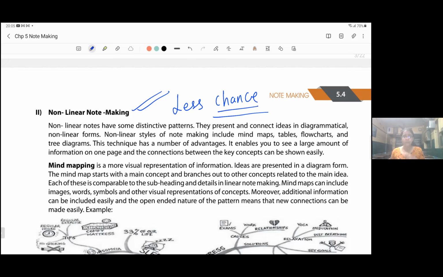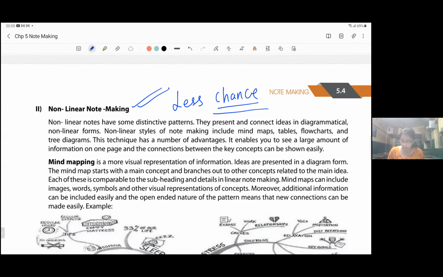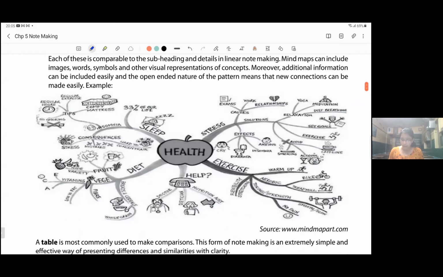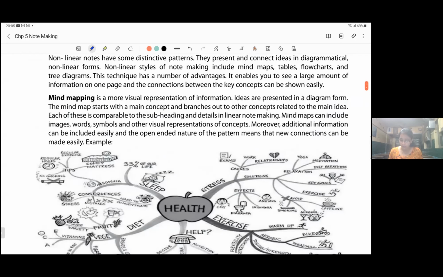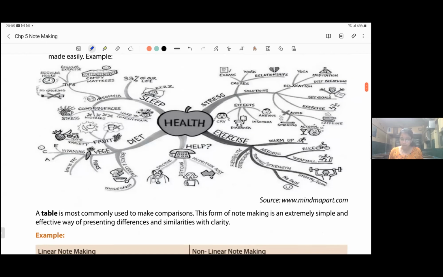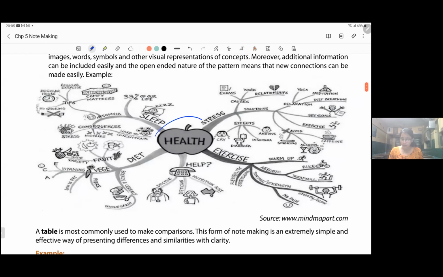You all should understand the paragraph. यहाँ पे सिर्फ 2 बार बोला है. Read it 2, 3 times and your speed should be more and fast. Right? See this. यहाँ पे एक example दिया है. किसके ऊपर है? Health के ऊपर है पूरा. Now, how they have bifurcated, you see.